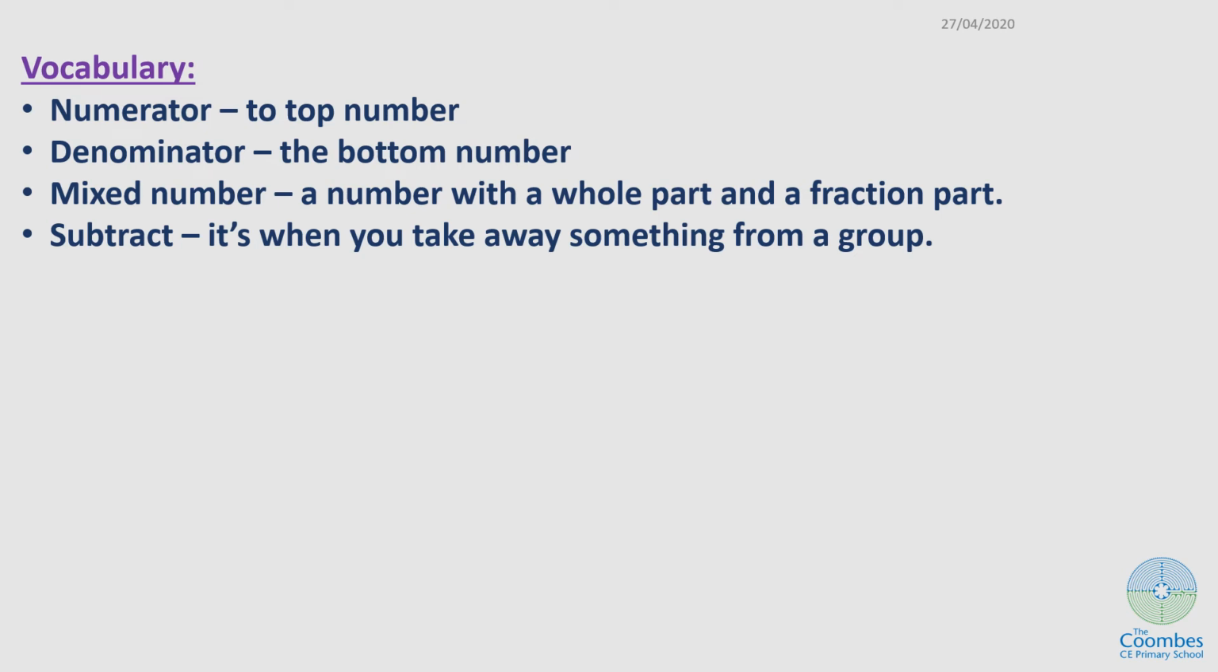There is some key vocabulary I want you to take note of. The numerator is normally the top number. The denominator is the bottom number. Now, a mixed number is just a fraction with a whole part and a fraction part. And subtract is when you take away something from a group.